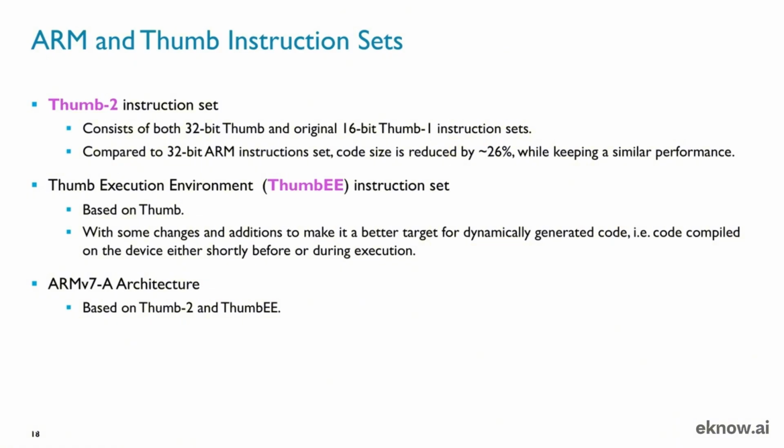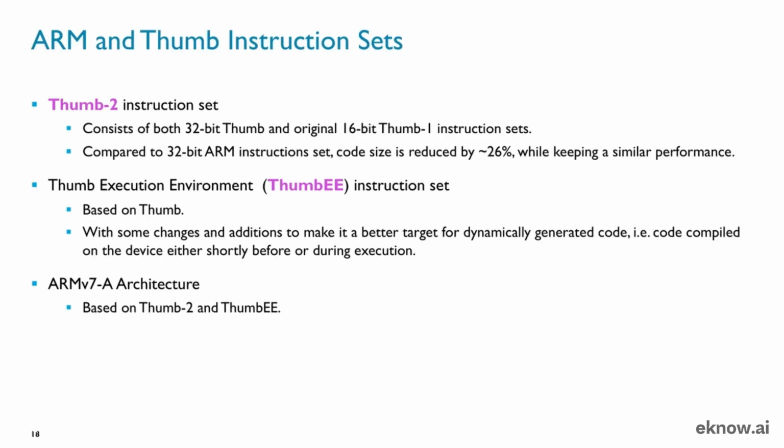Instead, a process called just-in-time (JIT) compilation happens, where code is compiled on the device itself, either right before or during execution. ARMv7-A includes features that make it an excellent target for these JIT compilers, allowing them to produce efficient machine code on the fly. It's all about making modern, managed code applications run better on ARM processors.